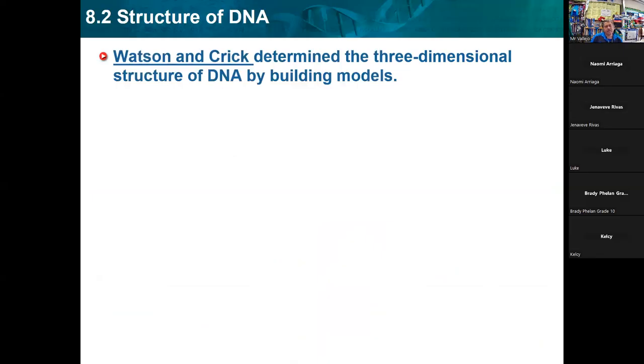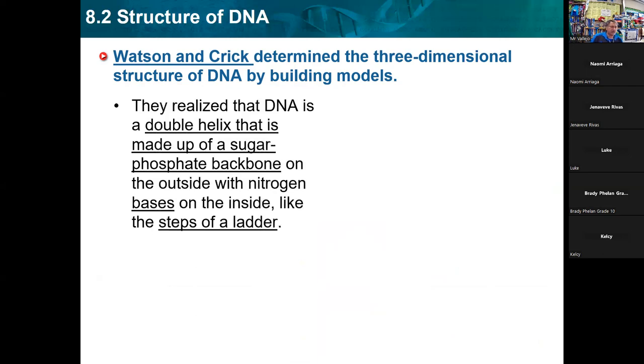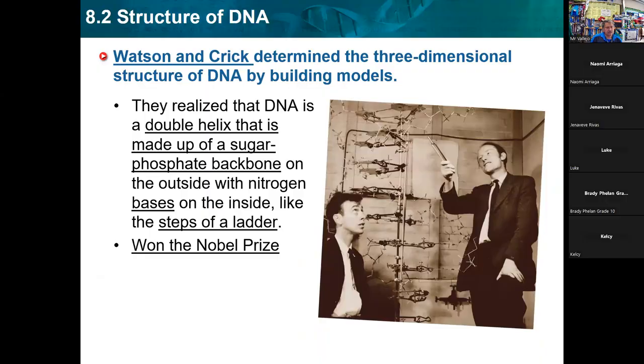Those make up the steps of the ladder. If you can think of DNA like a ladder, it's twisted. We call it a double helix. The sugar and the phosphate make up the sides of your DNA, but the steps of the ladder are made up of the nitrogen bases.